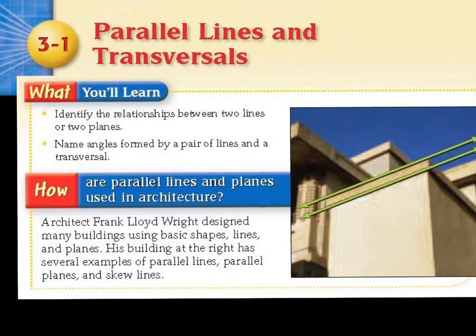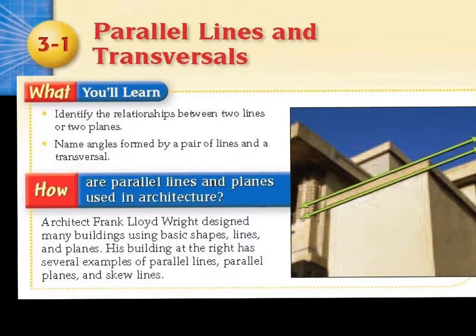In this lesson, you will learn how to identify the relationships between two lines or planes and name angles formed by a pair of lines and a transversal. How are parallel lines and planes used in architecture? Frank Lloyd Wright, who has a house in my hometown of McCook, designed many buildings using basic shapes, lines, and planes. His building at the right has several examples of parallel lines, parallel planes, and skew lines.